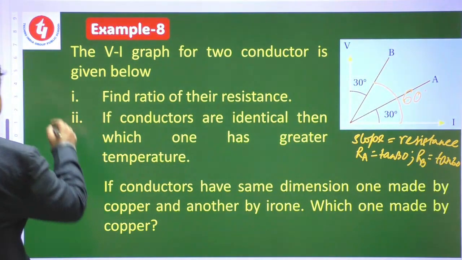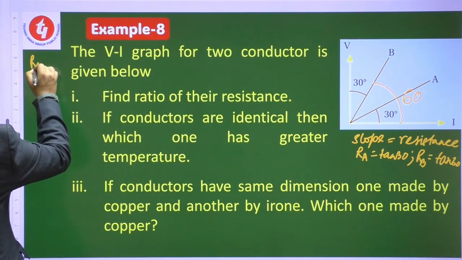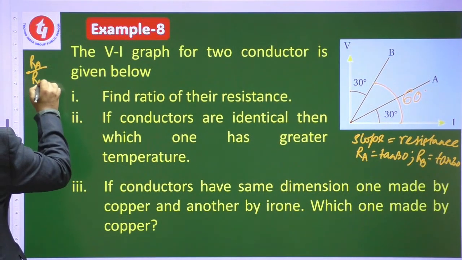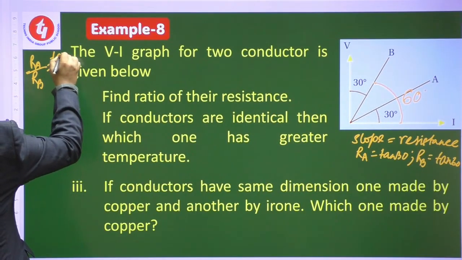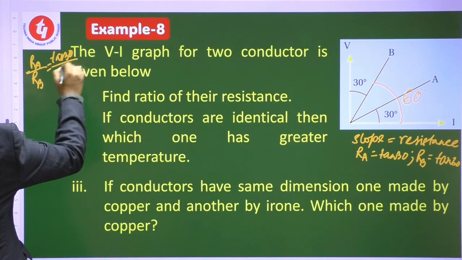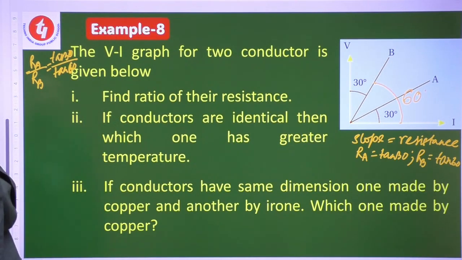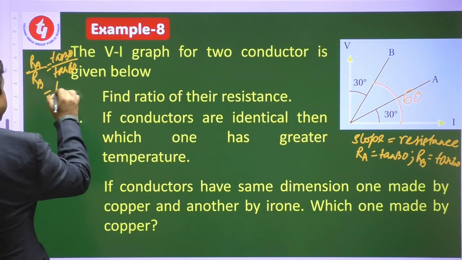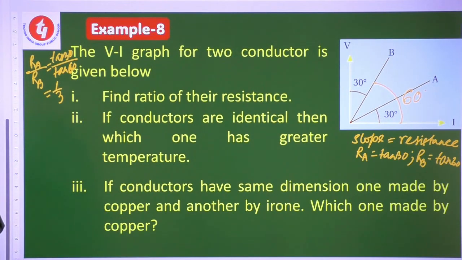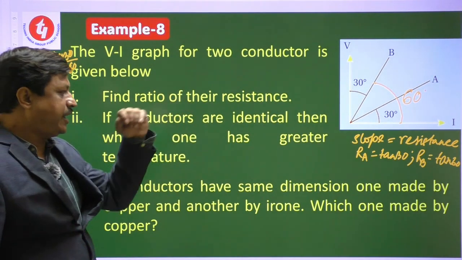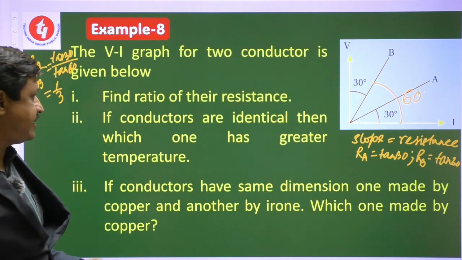So what is the ratio between RA and RB? RA divided by RB will be tan 30 by tan 60. So resistance of B will be greater, right? That will be 1 by 3. So find the ratio of the resistances, tan 30 by tan 60.